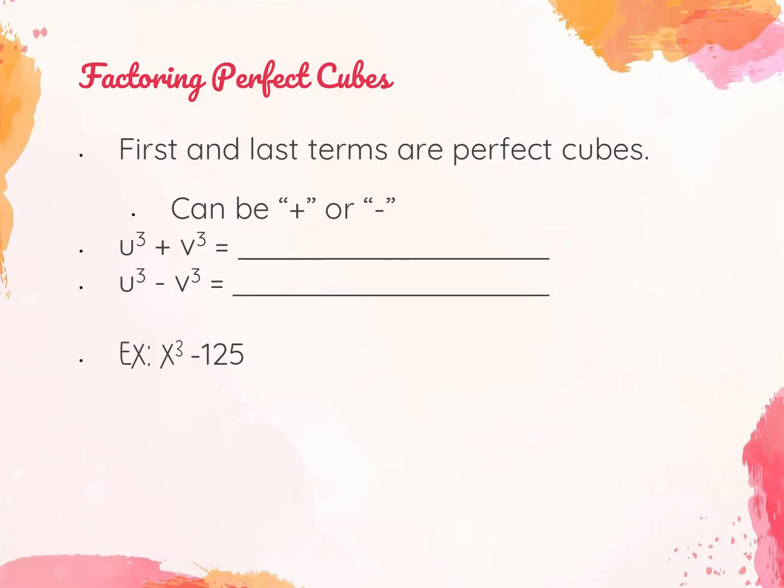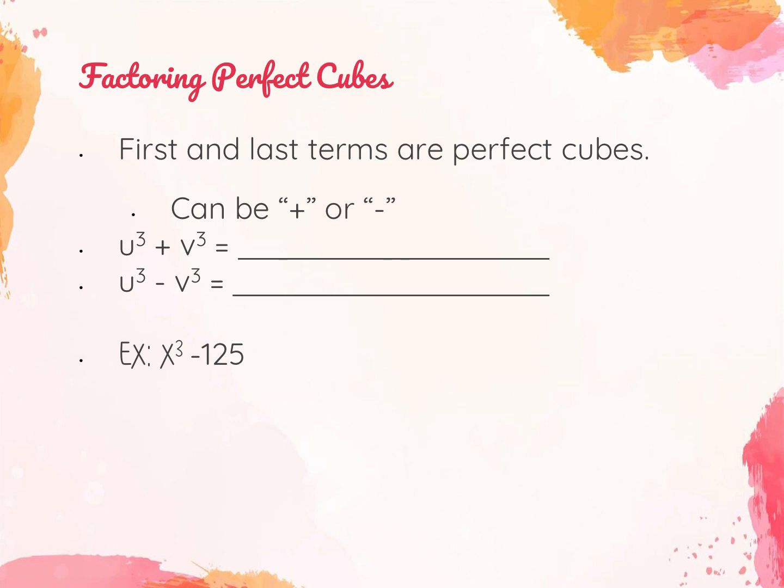So the first thing we're going to do is learn how to factor a perfect cube. It'll be beneficial if you can recognize when your first and your last terms are perfect cubes. Now, unlike the difference of two squares, we can actually have both a sum and a difference of two cubes. And you're going to memorize the pattern.